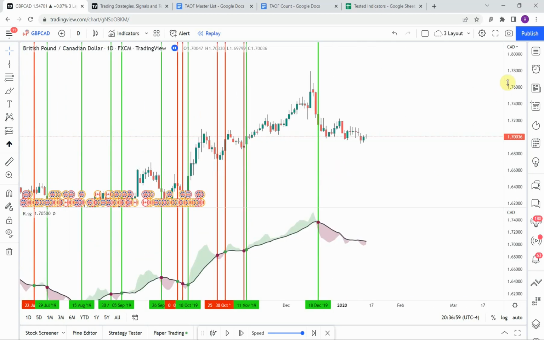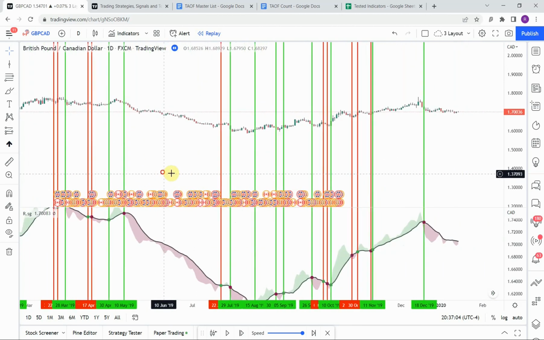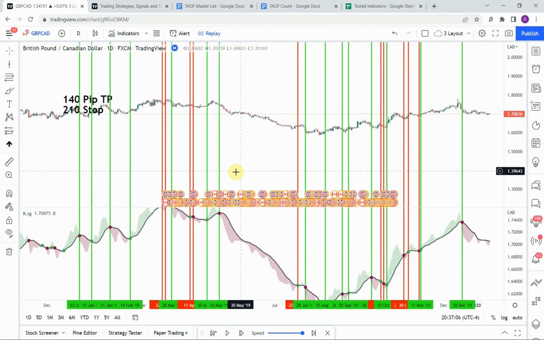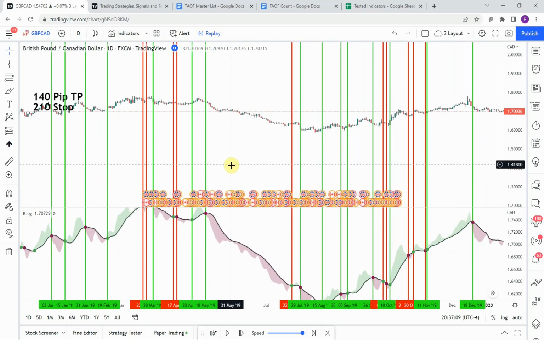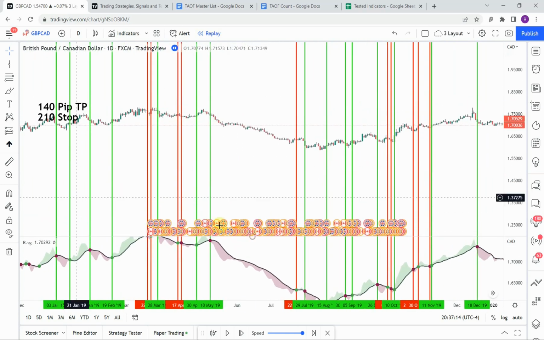All right, let's go ahead and take a look at our indicator here. So we got a good number of trades within the 1 year's time. Let's go ahead and count it out and see what we have here. 1, 2, 3, 4, 5, 6, 7, 8, 9, 10, 11, 12, 13, 14, 15, 16, 17, 18, 19, 20, 21, 22, 23, 24, and 25. So we have 25 trades altogether.